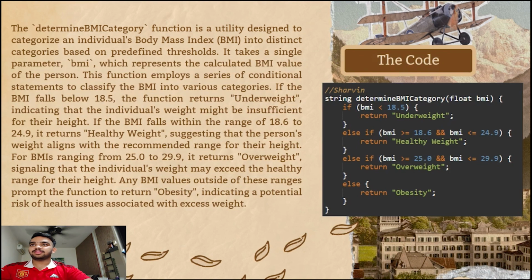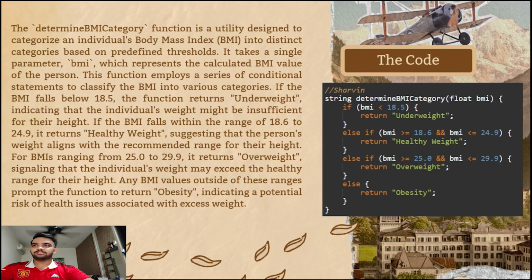The determineBMICategory function is a utility designed to categorize an individual's body mass index, BMI, into discrete categories based on predefined thresholds. It takes a single parameter, BMI, which represents the calculated BMI value of the person. This function employs a series of conditional statements to classify the BMI into various categories.